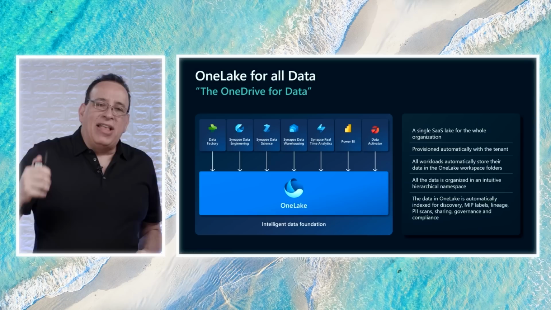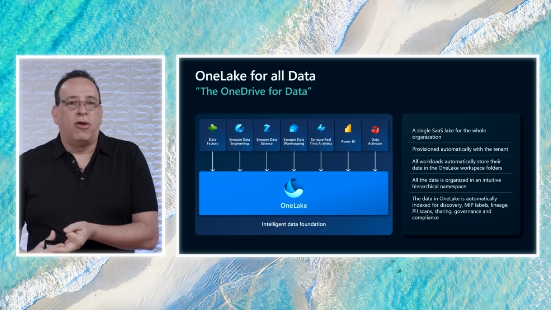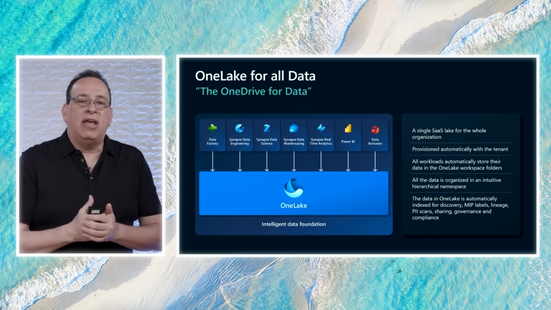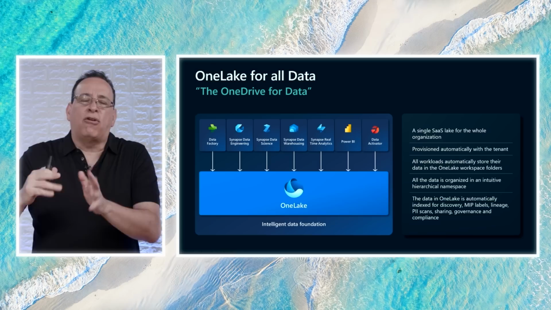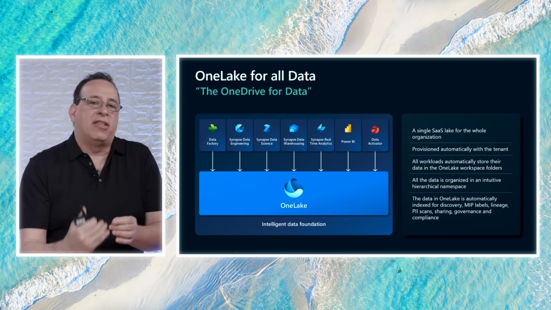And just like in Office 365, Excel, Word, PowerPoint will serve automatically their documents to OneDrive, all the workloads that we have inside Fabric will automatically save their data into OneLake and they'll save it in a well-structured way. So every time you create a project in a workspace, it will automatically get a subfolder in OneLake. And if you create a warehouse, it will create a subfolder inside the subfolder of the workspace. So it just automatically organizes itself.